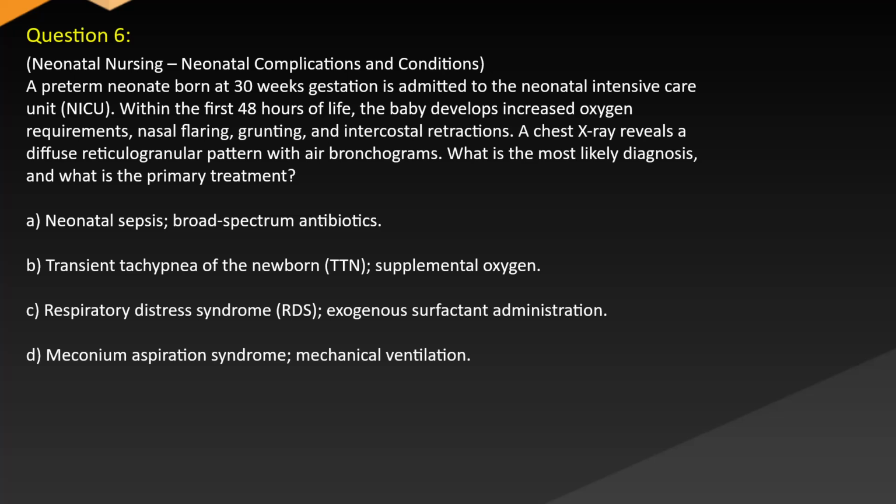Question 6. Neonatal nursing. Neonatal complications and conditions. A preterm neonate born at 30 weeks gestation is admitted to the neonatal intensive care unit (NICU). Within the first 48 hours of life, the baby develops increased oxygen requirements, nasal flaring, grunting, and intercostal retractions. Chest X-ray reveals a diffuse reticular granular pattern with air bronchograms. What is the most likely diagnosis? What is the primary treatment?